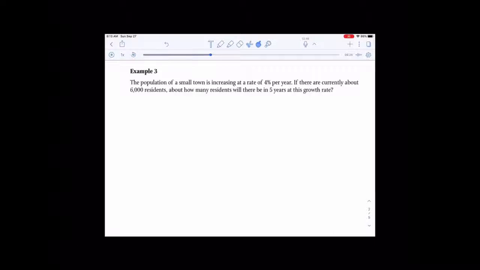Example 3. The population of a small town is increasing at a rate of 4% per year. If there are currently about 6,000 residents, about how many residents will there be in 5 years at this growth rate? Okay, once again, let's begin with our generic exponential equation of y is equal to a multiplied by b raised to the amount of times it has occurred.